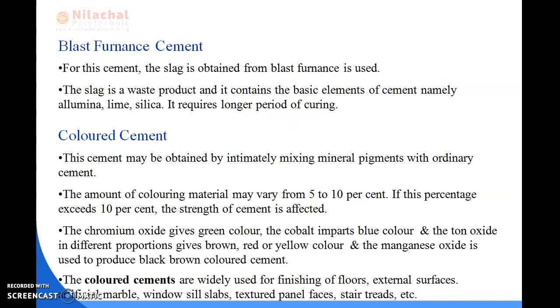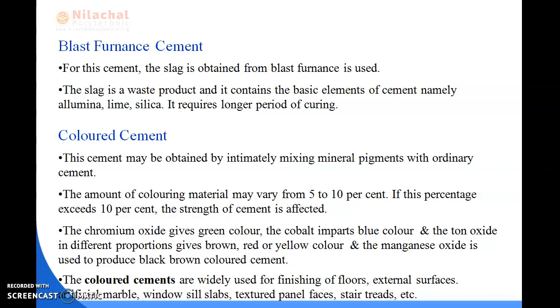So next is blast furnace cement. In blast furnace cement, some amount of slag is added. What do you mean by slag? I have told you the slag is a waste product and it contains the basic elements of cement, namely alumina, lime and silica, and it takes a long period for curing.